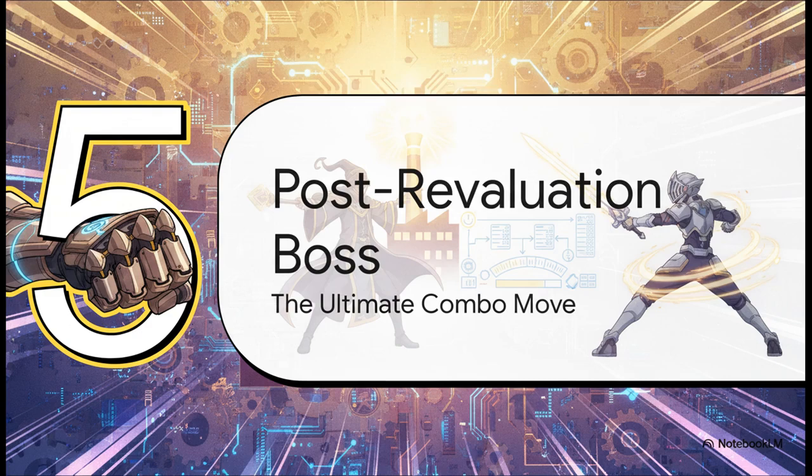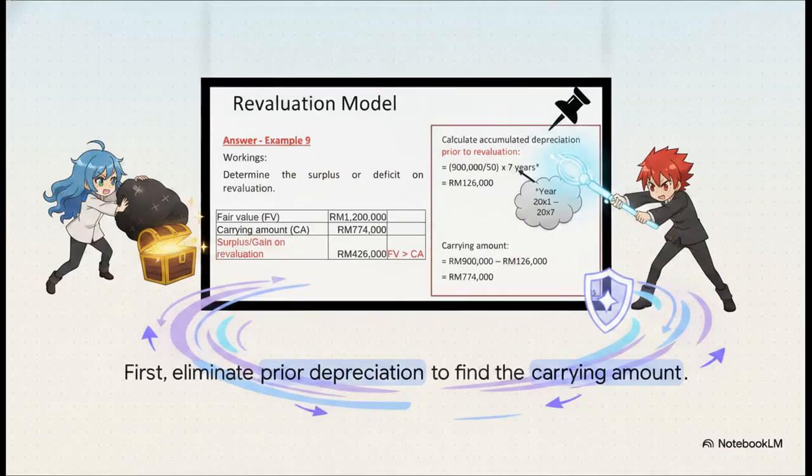Section 5. The Post-Revaluation Boss Battle. All right, brace yourselves. This is the trickiest part of MFRS 116. Calculating the new depreciation after an asset has been revalued requires a strategic accounting combo move. First part of the combo, before we can even look at the new value, we must clear out the old baggage. Take example 9 here.